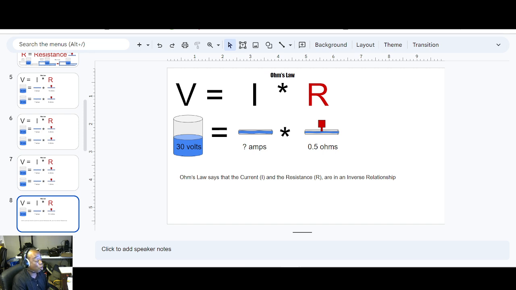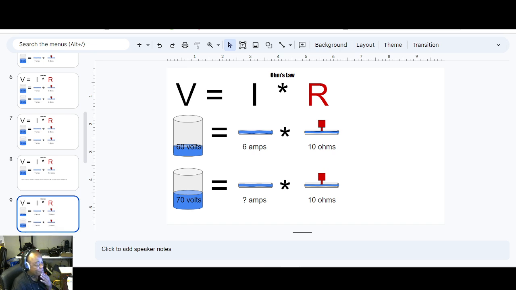So, in conclusion, Ohm's law says that the current I and the resistance R are in an inverse relationship. That means as one gets smaller, the other one gets larger, or as one gets larger, the other gets smaller.